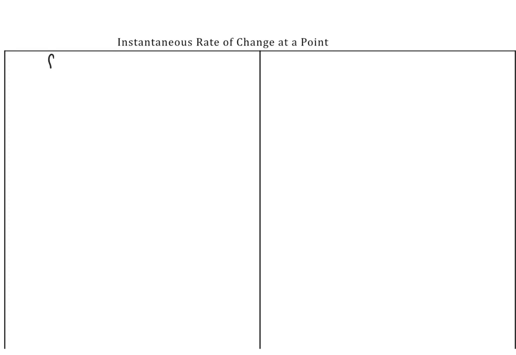Okay, so I'm going to look at this function, f of x equals 2x squared plus 1. I want to find the instantaneous rate of change, which basically just means slope at the x value, -2. So if I have just a parabola, let's say this is at -2, what is the slope at -2?